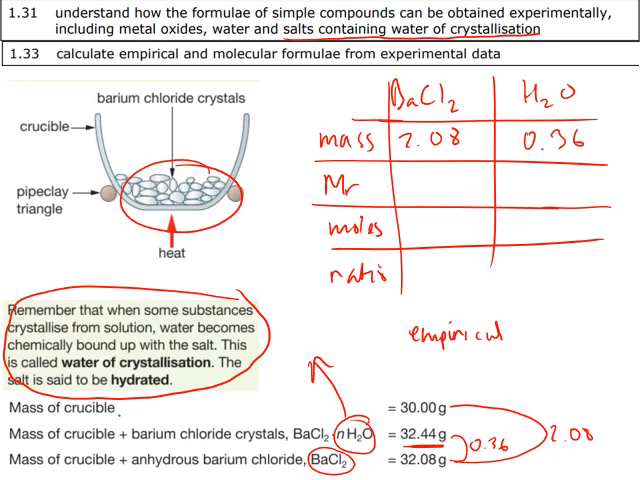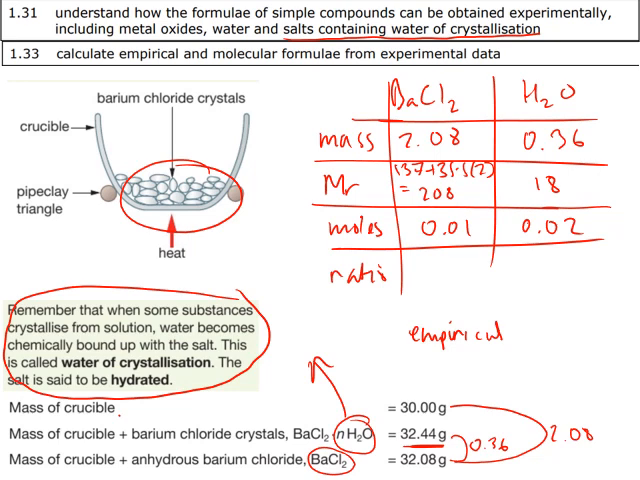Working out the Mr is a bit more complicated because we've got molecules. Working with barium chloride, the Mr is 137 plus 35.5 times 2, and when we put that into the calculator, we get 208. For water, again we've got to calculate it, but it's 18. Now to work out the moles, it's exactly the same, mass over Mr. We're going to get 0.01 here, and then we're going to get 0.02 here.